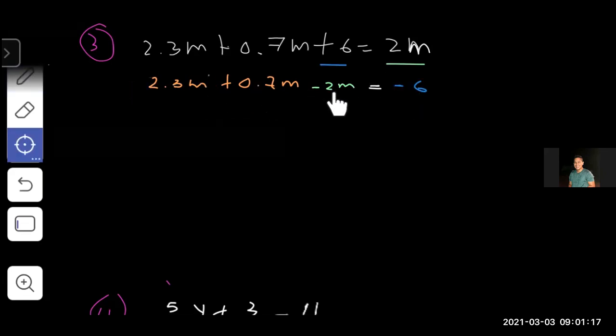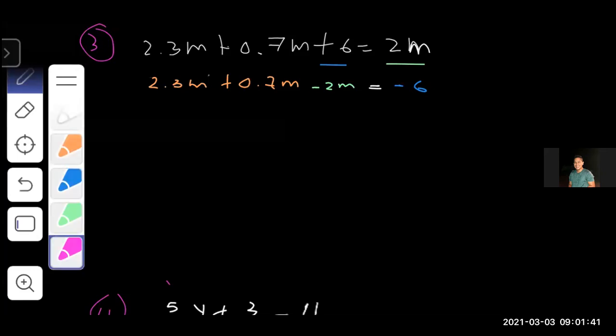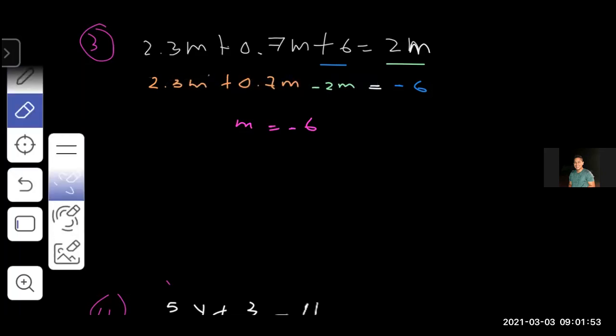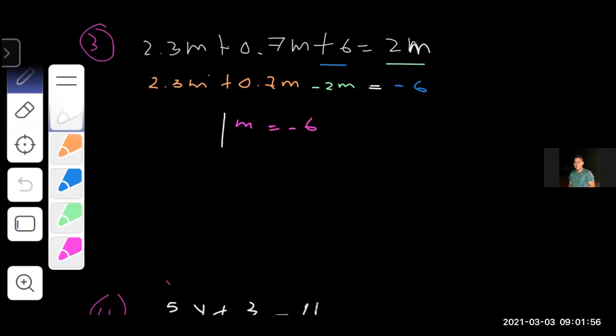Now let's simplify this. 2.3, all of these are m's, guys. You can add them or subtract them. They're the same. 2.3 plus 0.7 is 3, right? So far we have 3 minus 2m. 3 minus 2, that is equal to 1. 1m equals negative 6. Okay, take a look at it. When you have 1, guys, it's not necessary to copy it. It's just like you don't have it, just that variable. And that is our answer. Okay, this is our solution.